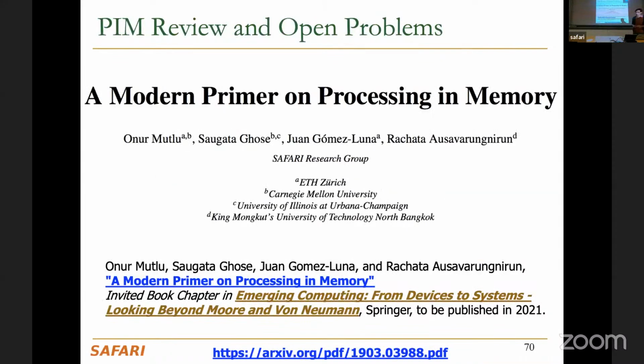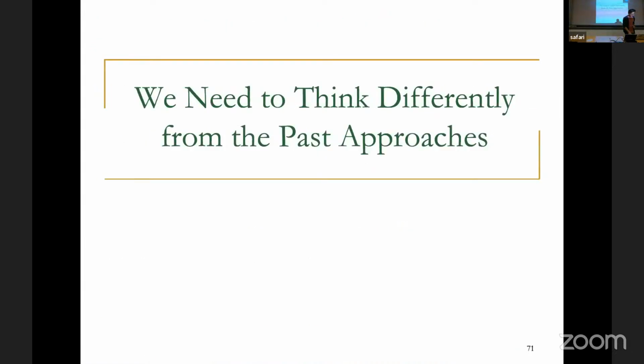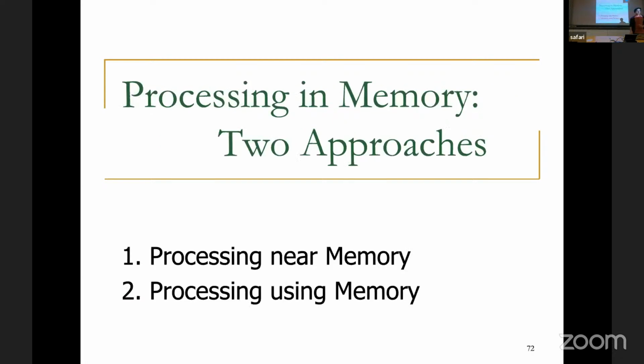So if you want a quick review on how processing in memory works and what the open problems are, I can recommend this book chapter, A Modern Primer on Processing in Memory. So in the end, we need a paradigm shift and we need to think differently from past approaches. And there are different ways of doing that, right? We are going to see next a few examples of what we call processing in memory, and we are going to start with a general classification of what is processing in memory.